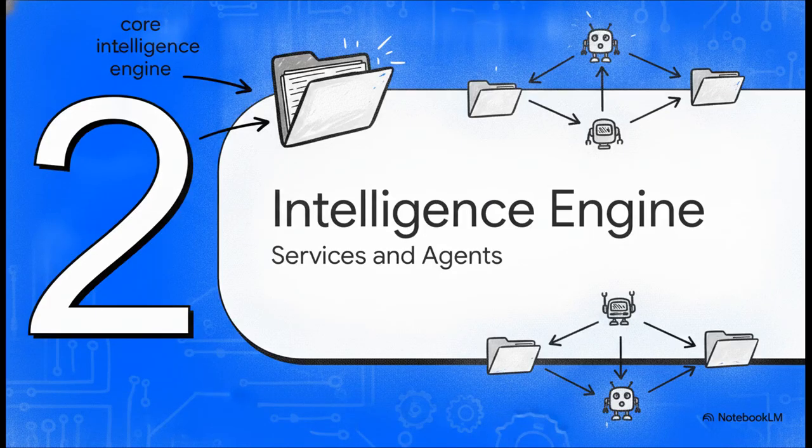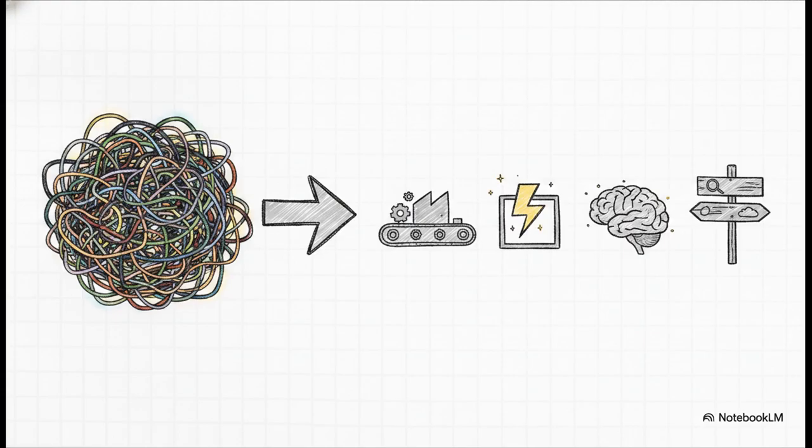Moving to Section 2, the Core Intelligence Engine, featuring our services and agents. Let's peek inside that services directory. In a real-world app, your core business logic is never, and I mean never, jammed into your main routing file. Instead, it's split into specialized services. You have a dedicated file for your RAG pipeline. You've got another one specifically for semantic caching, which is huge for saving on API costs and speeding up repeat queries. You have totally isolated files for managing conversation memory, rewriting queries for better retrieval, and intelligently routing queries to the right destination.